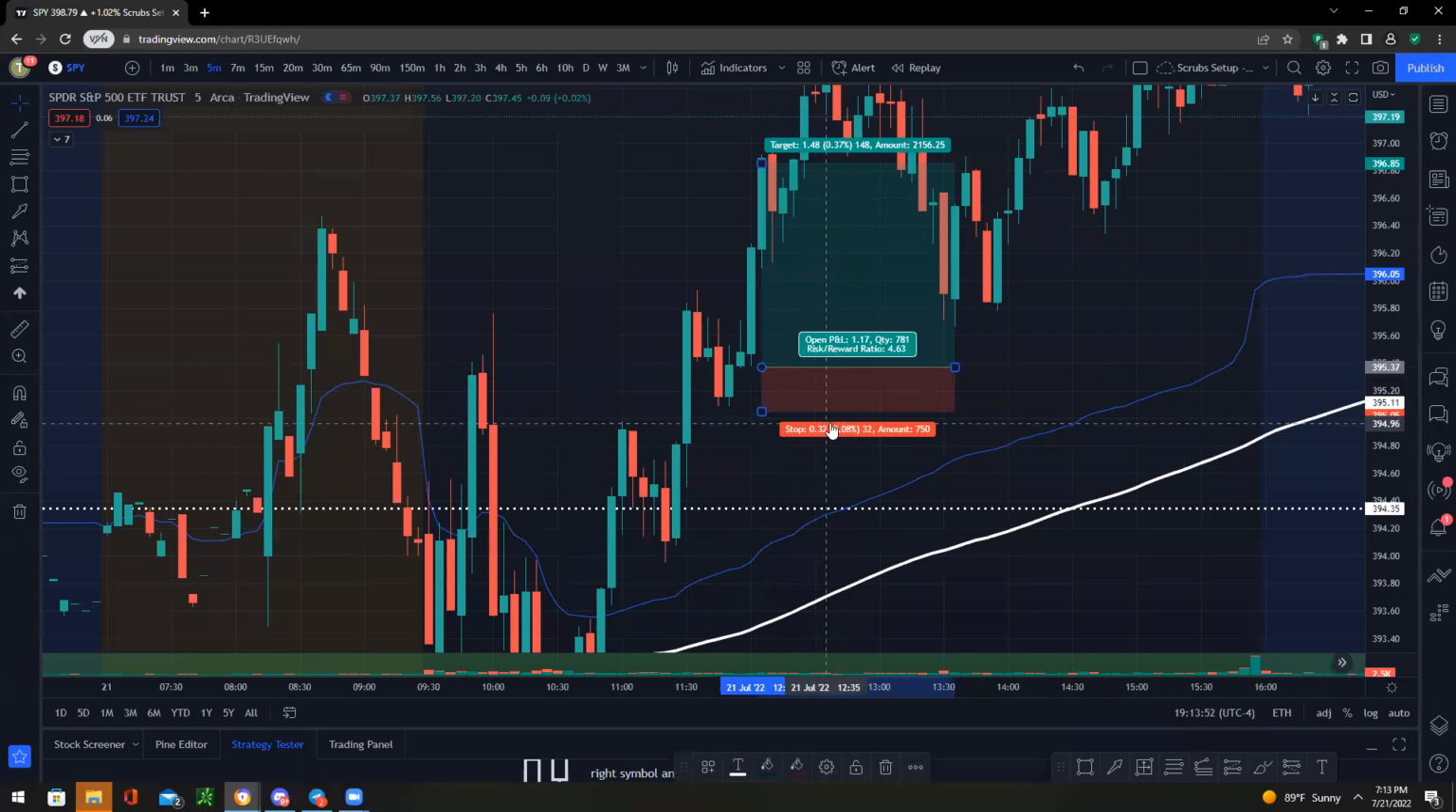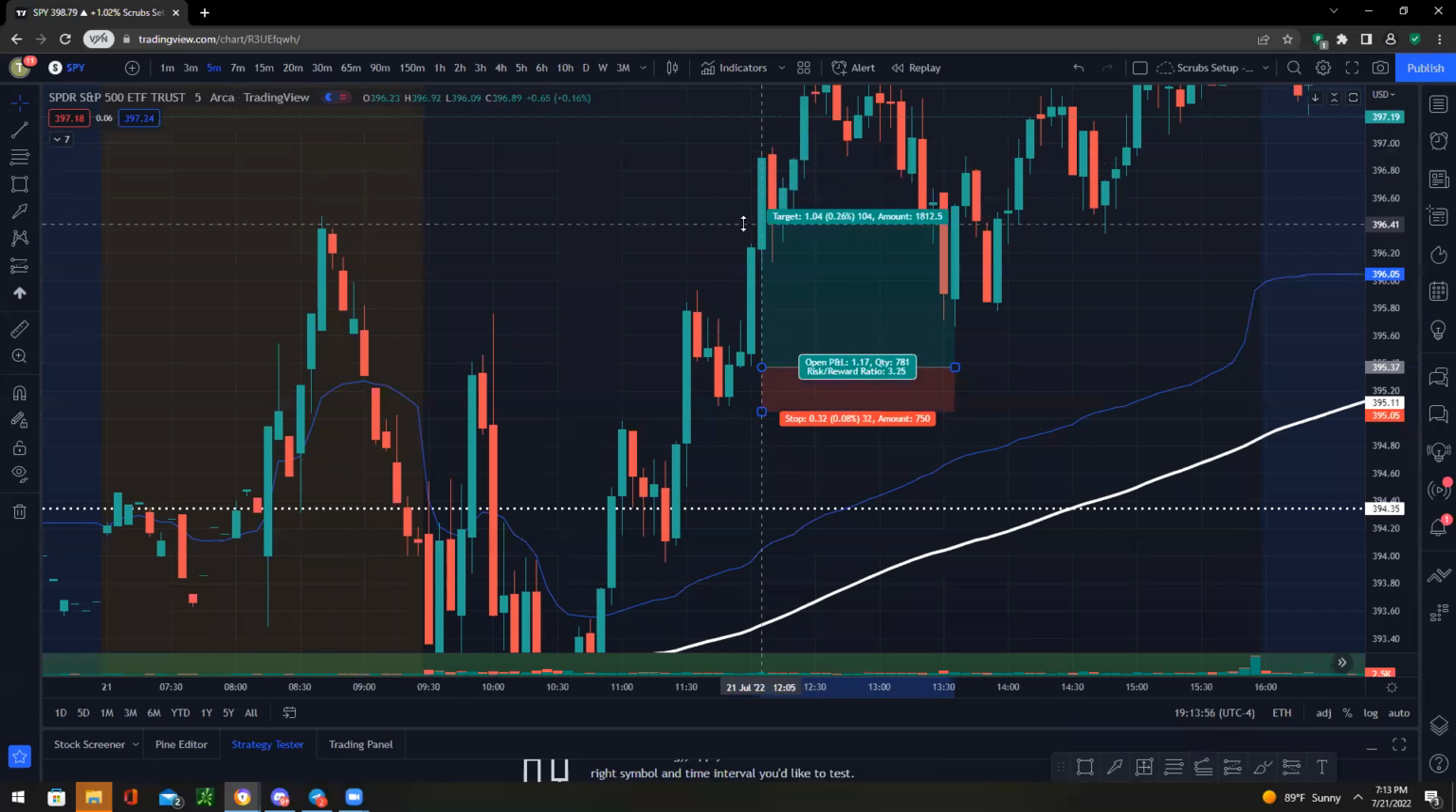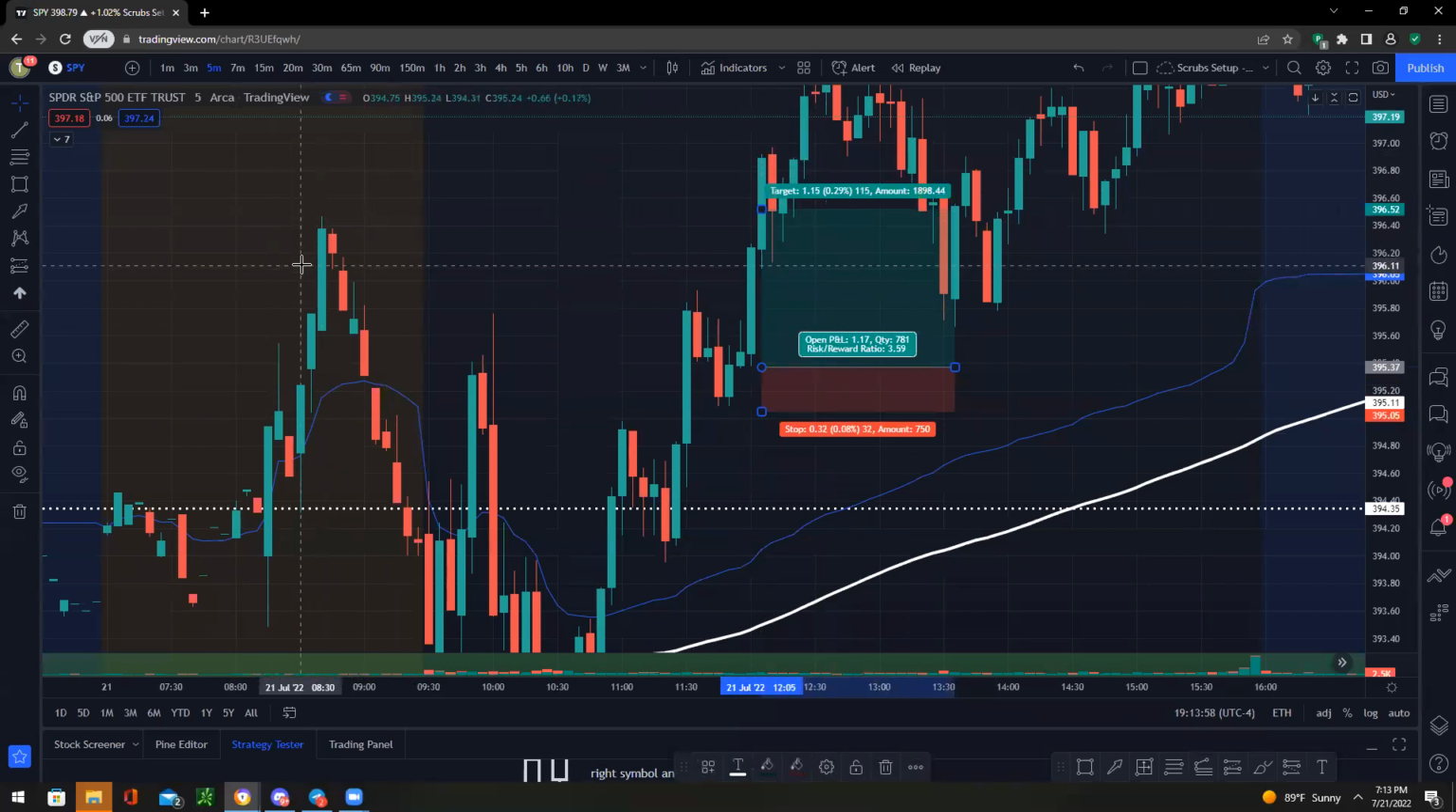And then I pretty much go to the next real participation zone. So we got rejected here. That's my first major target. And then you be realistic with yourself. You want to look for the recent participation zones, which in this case is right there.